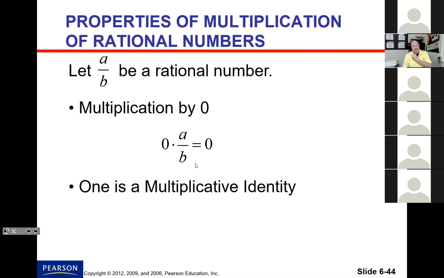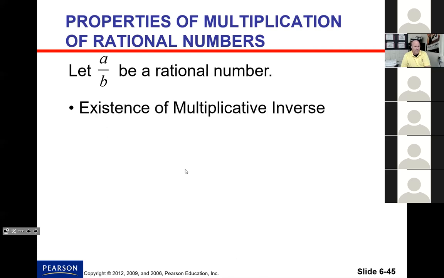Now, what if you take your rational and multiply it by 1? Well, you end up with the same rational. So for instance, 1 times 1/2. My 1/2 is my rational. I still end up with 1/2. Okay. So that's multiplication by 0 and the multiplication identity.